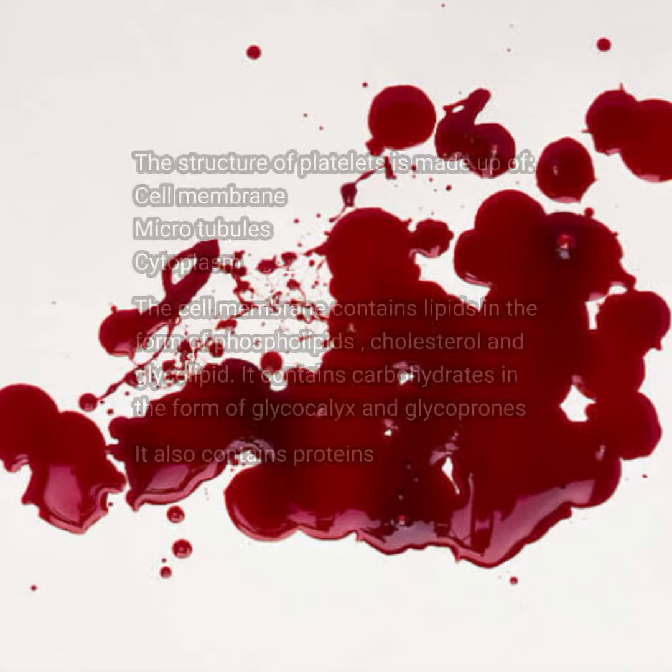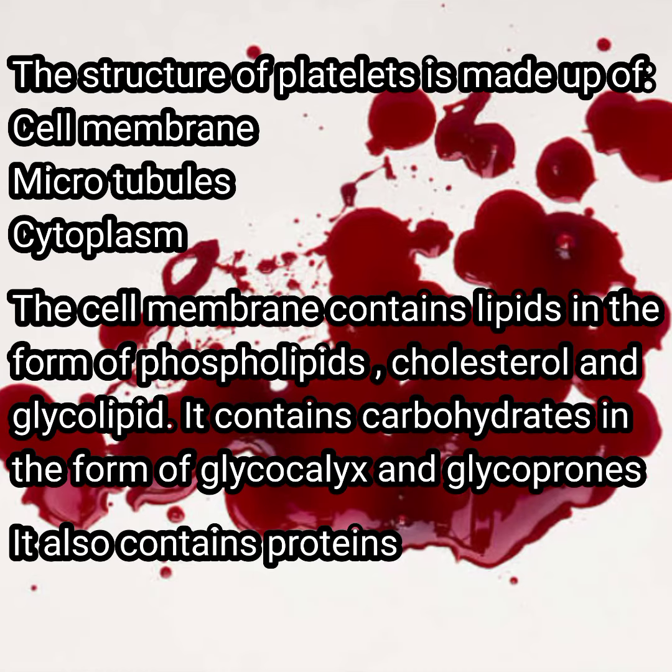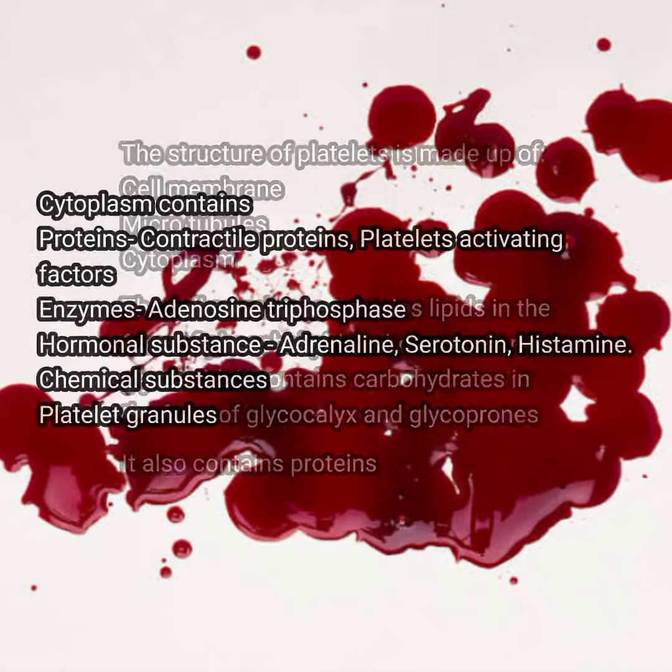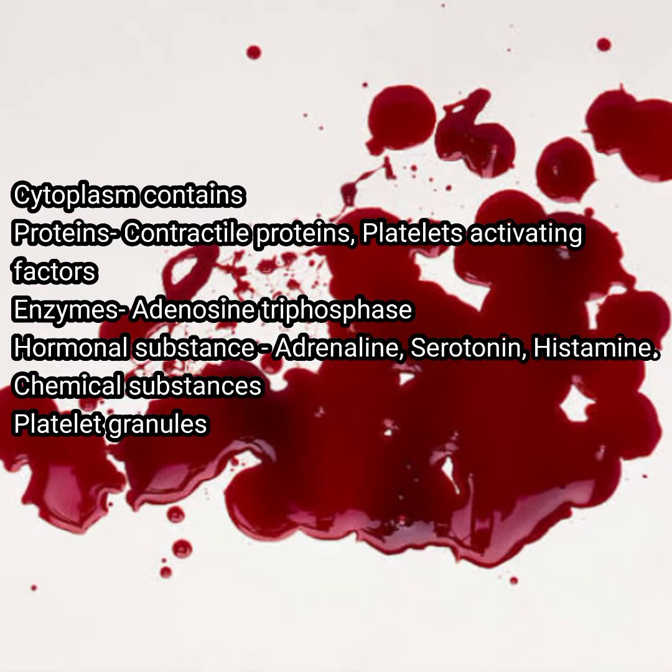The structure of platelets are cell membranes, microtubules, and cytoplasm. The cell membrane contains lipids in the form of phospholipids, cholesterol, and glycolipids. It contains carbohydrates in the form of glycocalyx and glycoproteins, and it also contains proteins as well.